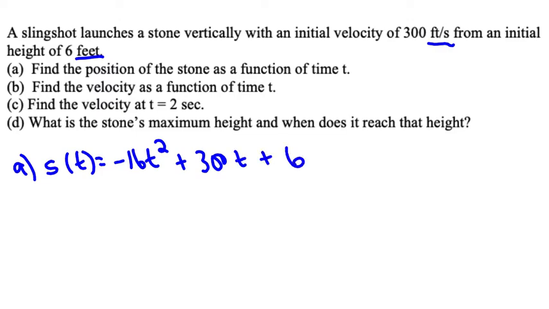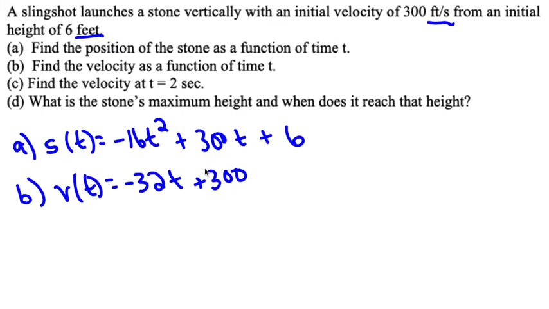Make sure they're all in the right units, okay? If it says 6 inches or, 300 inches, I'm sorry, 300 feet per minute, we want to make sure that they're all in the same units, okay? So that's one key piece of information there. B, find the velocity. All we're doing here is taking the derivative, right? We don't need another formula for that, just take the derivative. -32t plus 300.